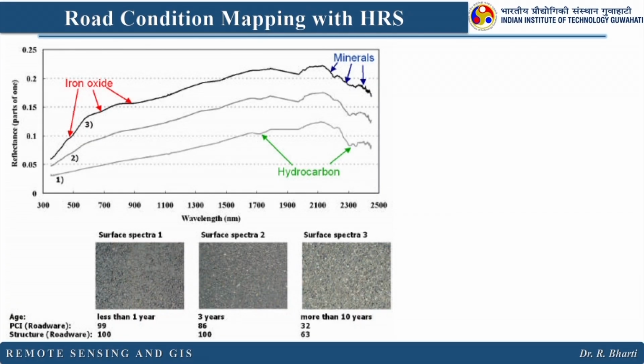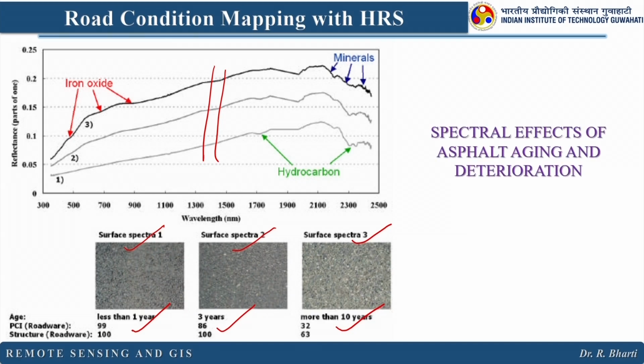In another example, you can see surface spectra 1, 2 and 3 were collected, and this is for less than 1 year, this is 3 years and this is 10 years. How these spectra are changing and how they are different from each other. So, this can be analyzed and you can easily find out what is the condition of the road using this particular technology. So, here it is to highlight the spectral effect of asphalt aging and deterioration, right.